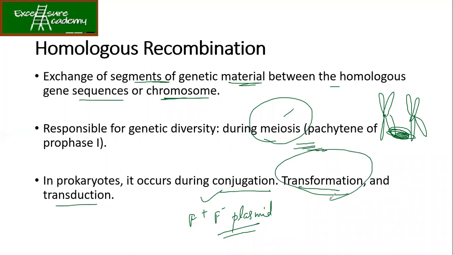Now, in transformation, when a certain amount of heat shock is given, or sometimes you use certain chemical reagents which make the cell wall permeable for the genetic material, then transformation happens. So again, what does it mean? It means from the outside environment, the cell is taking up the DNA. So again, there is an exchange of genetic material, okay? Then transduction with the help of viruses. So in all the scenarios, what we see is that there is exchange of genetic material.